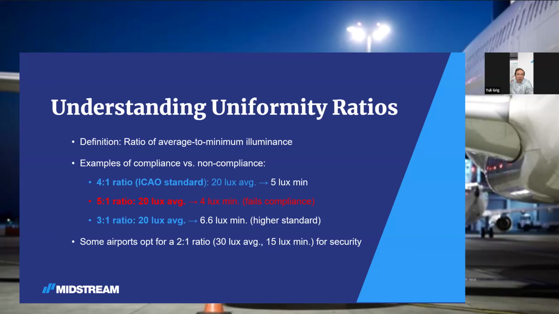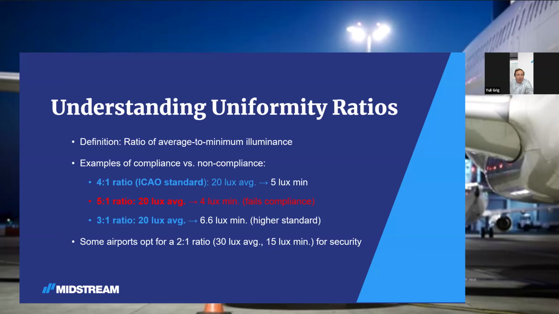Remember that in apron lighting, we're considering only the ratio of the average to minimum. However, there are other uniformity ratios that exist. For example, when we work in sports lighting applications, we're quite interested in the ratio between the maximum and the minimum, and that relationship is also very important. We're not interested in that in apron lighting. In apron lighting, we're interested in the average illumination to the minimum.